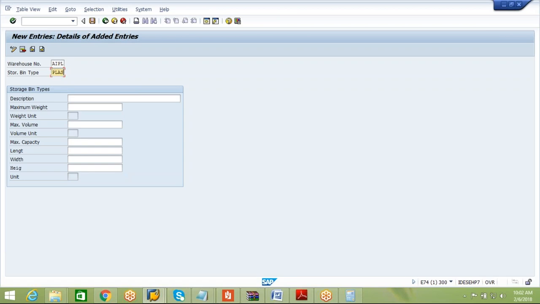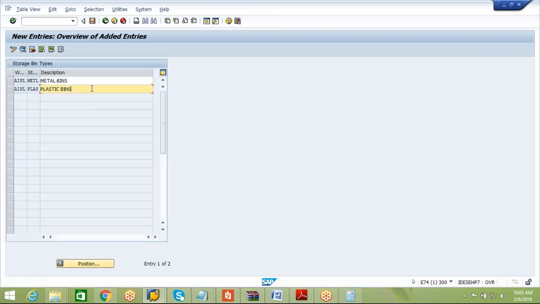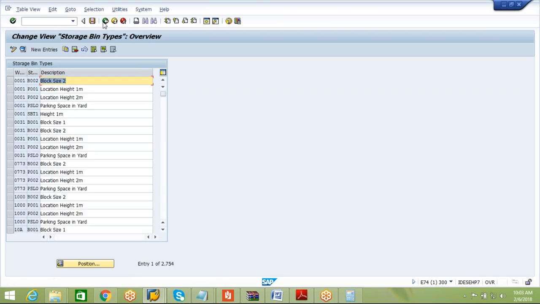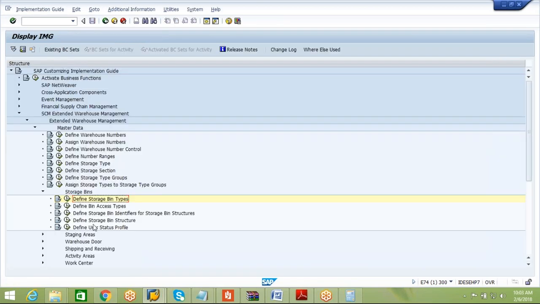Yeah, plastic bins, maximum weight is only 10 kgs for my plastic bins, and volume, whatever it may be, we can use 0.5 here. Okay. I am not using any length or whatever it may be. Now two bin types are enough for us. If required during the transactions, we will create again.